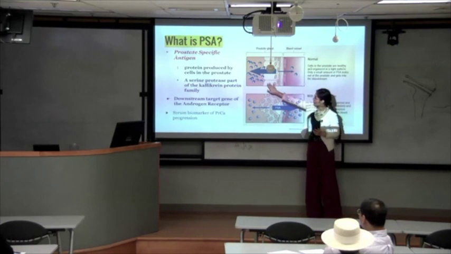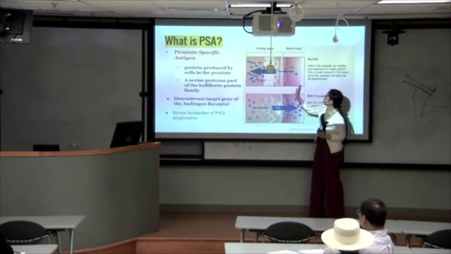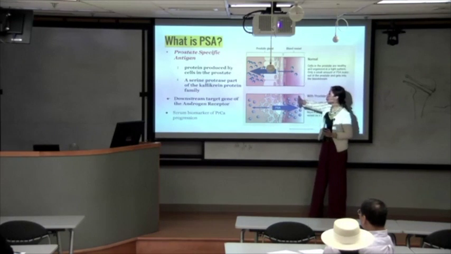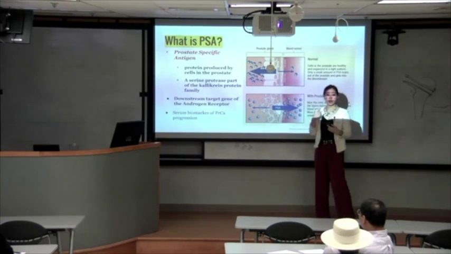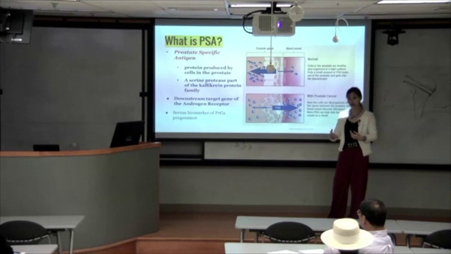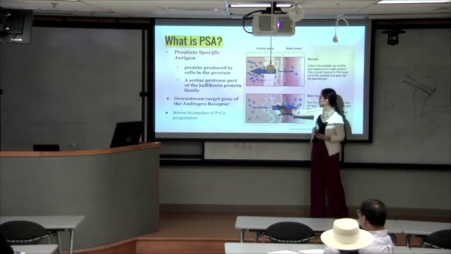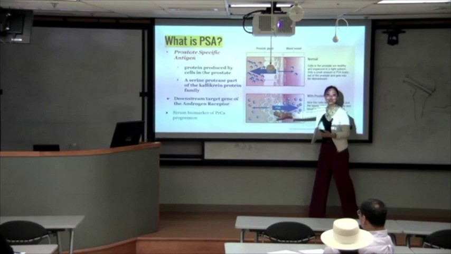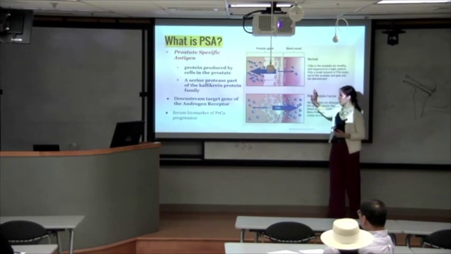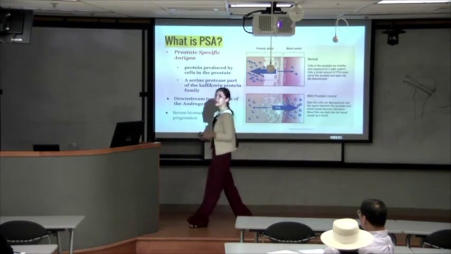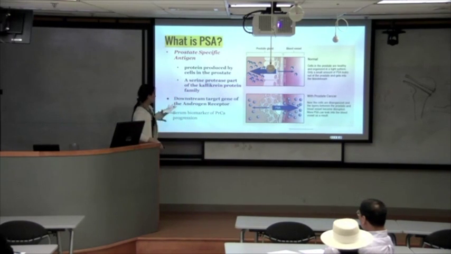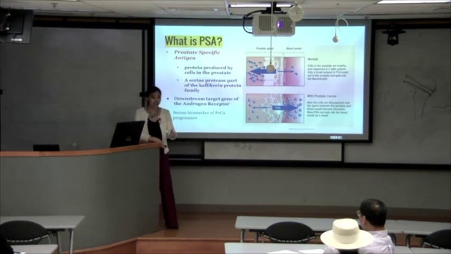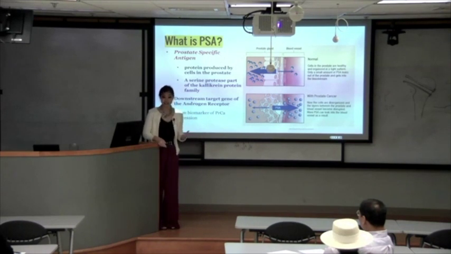Normally, the PSA that's produced by these cells remains within the confines of the gland. However, when the cells begin growing and dividing at a faster rate than normal, the layers of the prostate become disorganized, and PSA will leak out into the blood. So this is why PSA, prostate-specific antigen, is used as a serum biomarker of prostate cancer progression and also androgen receptor activity as an indicator of that. Men who have prostate cancer are found to have elevated levels of PSA in their blood.